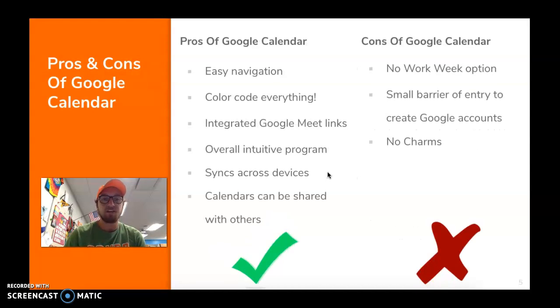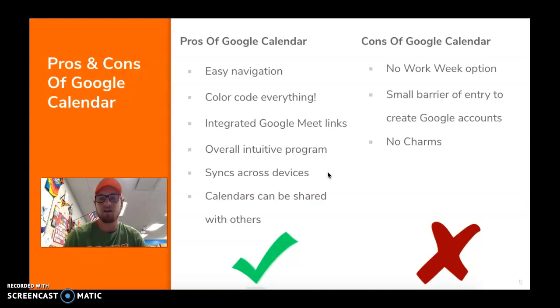However, with Google Calendar, it's very easy navigation. You can color code everything from the calendars to the events really easily. You can also integrate Google Meet links simply by one click when you're creating an event. It's overall a super intuitive program. You can sync it across different devices simply by logging onto and downloading the Google Calendar app. And these calendars can be shared with others, especially in the Google community with the Gmail account, super easily.